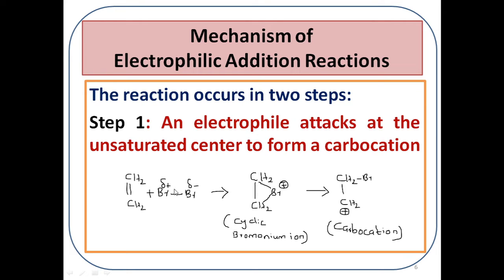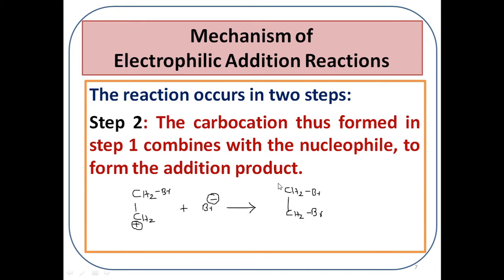So this is the first step. In the first step, the alkene reacts with bromine to give a cyclic bromonium ion or a carbocation. In step 2, the carbocation formed in step 1 combines with the nucleophile, here Br minus, to give the addition product. So this is the mechanism of addition of halogens to carbon-carbon double bonded systems.